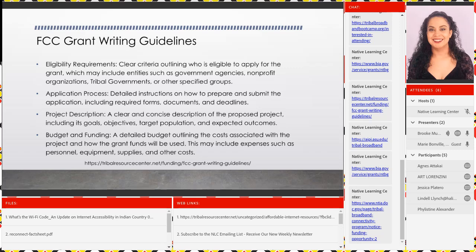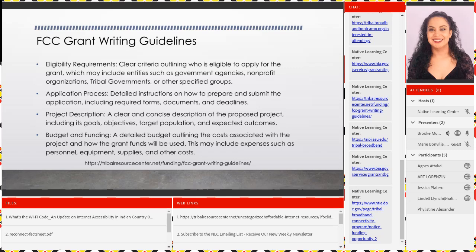The project description is very important. You definitely want to be clear and concise with your project. Definitely include your goals and objectives and the population and outcomes. And if possible, if the eligibility requirements allow it, include training and include the admin work as well. A lot of the times that's not included, and it leaves tribes kind of scrambling for how are we actually going to maintain this on the admin side.